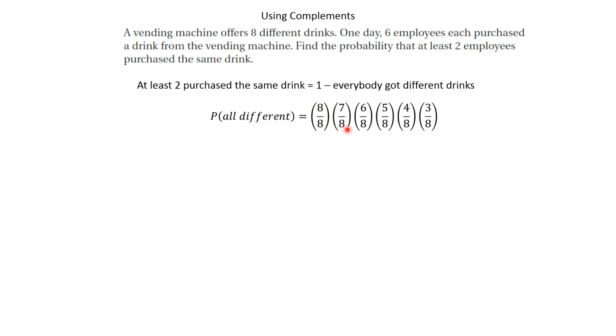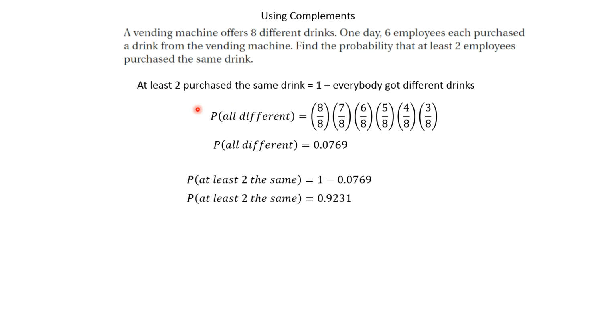Notice this is an and situation. This isn't or. They threw complements here. This is what we were doing yesterday. So, we can multiply that together to get 0.0769, and then just go 1 minus that will be the probability that at least 2 people got the same drink. So 1 minus the 0.0769 is 0.9231, is the probability that at least 2 people got the same drink.